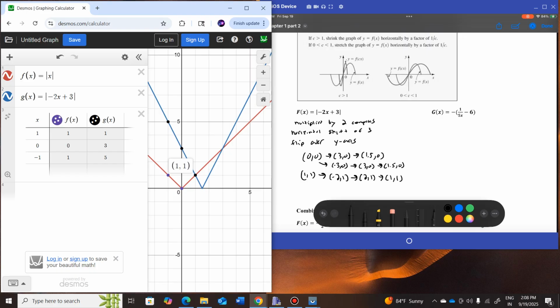And then negative 1, negative 1 goes to negative 4, 1, goes to 4, 1, goes to 2, 1, which is going to be this point here.